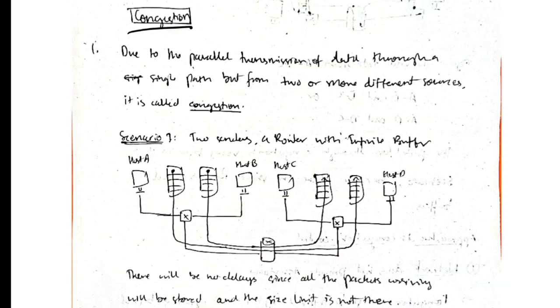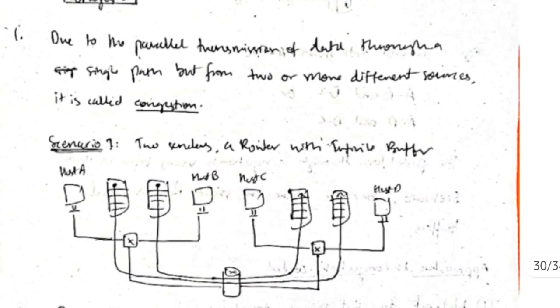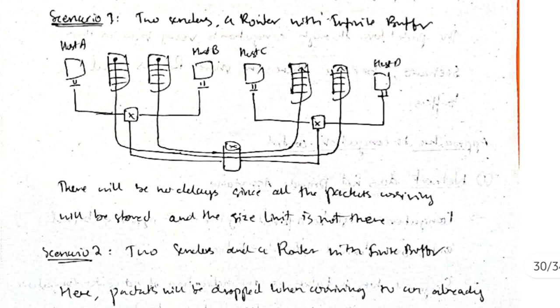Here we have the first question: what are the principles and ways of congestion control? So what is congestion? Congestion means if there are two sources, like source A and source B, and there is only one path. Source A is sending some data here, and source B is also sending some data. So there will be congestion here. That is known as congestion. Okay, so how to control it is by using different principles and techniques.